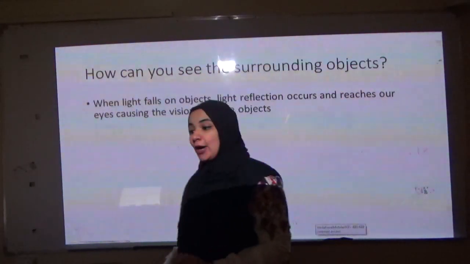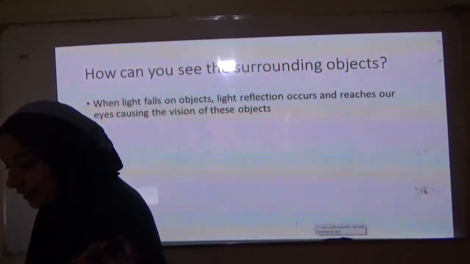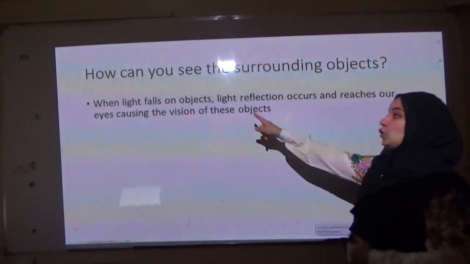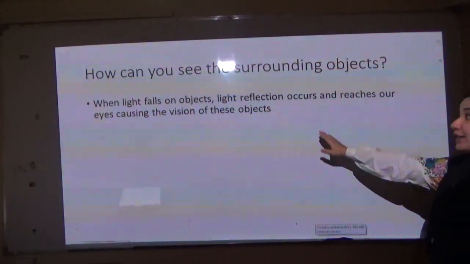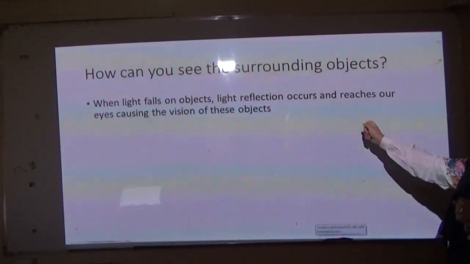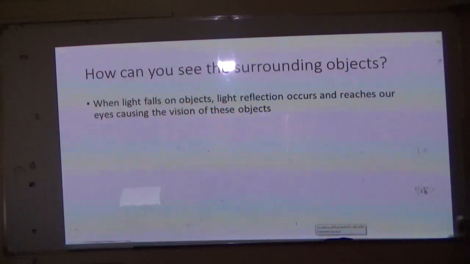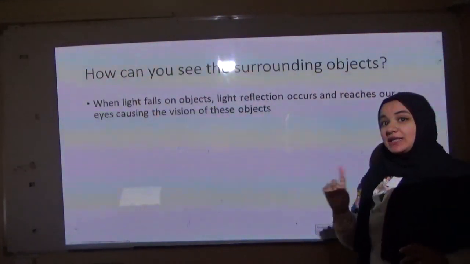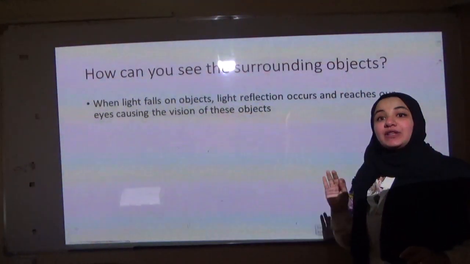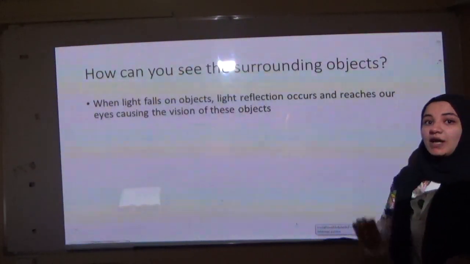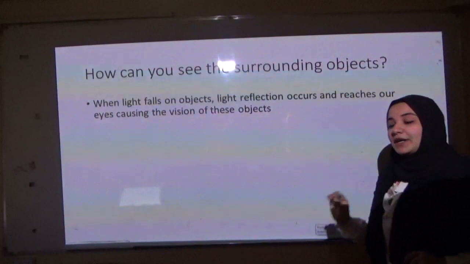This is how you can see the surrounding objects around us. How? Because light falls on the object and then reflection occurs into your eyes, causing the vision of objects. But when there is no source of light, you cannot see the object because there is no light reflection.